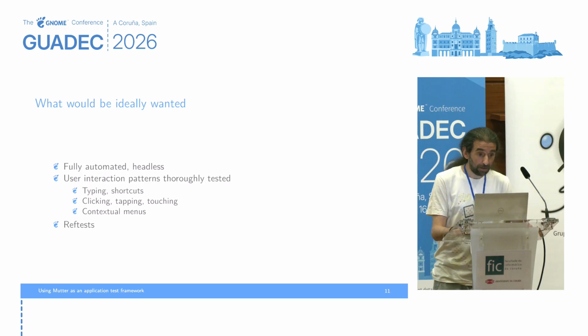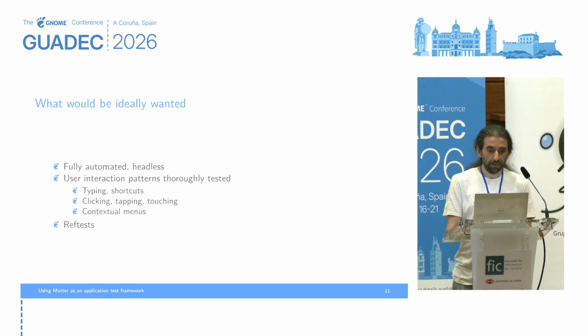And what would be ideal here is something that can run fully automated and headless, something that you can plug on CI and have run on every merge request and test that nothing breaks and whatnot. It would ideally have these user interaction patterns thoroughly tested, and yeah, there's plenty of corners that an application has, and it would be nice to test.